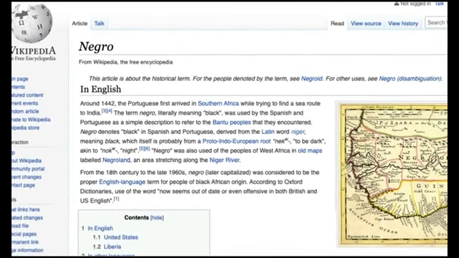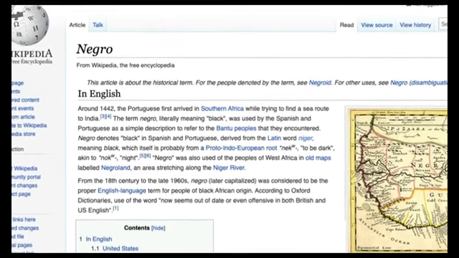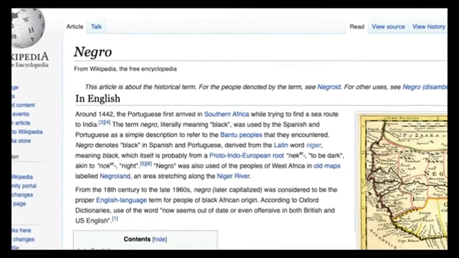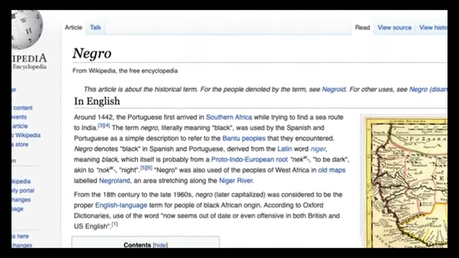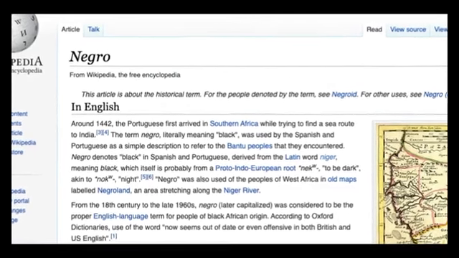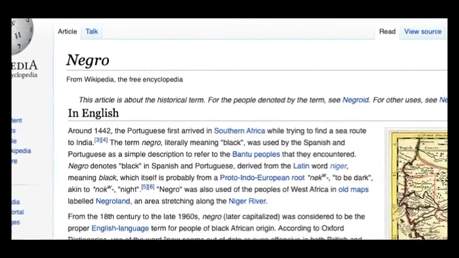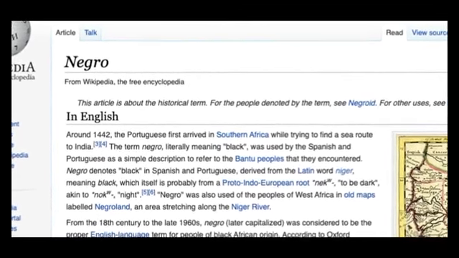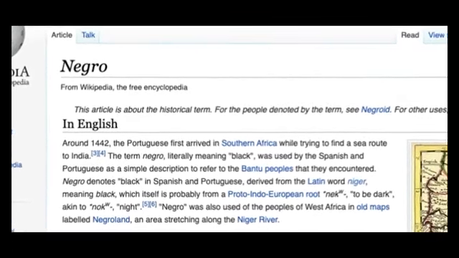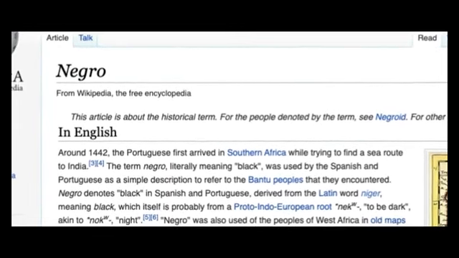Negro. Around 1442, the Portuguese first arrived in southern Africa while trying to find a sea route to India. The term Negro, literally meaning black, was used by the Spanish and Portuguese as a simple description to refer to the Bantu people that they encountered. You see, now you get a clear understanding of the words Negro and Bantu. Those are the same exact thing. That's how they used to identify the Bantus that were in Africa.